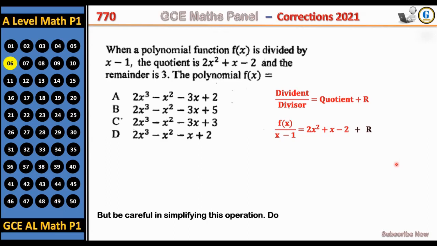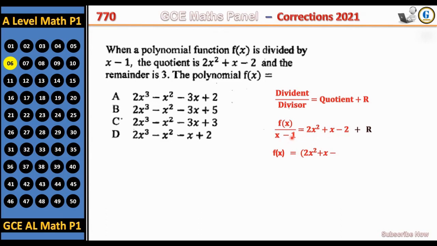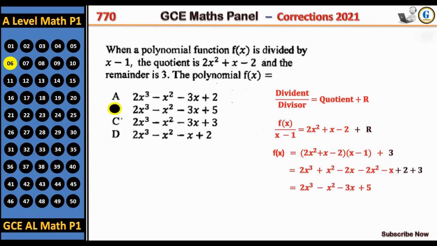But we have to be very careful in simplifying this operation. We have to do it as follows. f of x will now be equal to this quotient times this divisor, now plus the remainder. Look at where you're putting plus the remainder. So this is how it should be done. Be very careful not to make a mistake and do something else. When we expand and simplify, these are the results that we will obtain. And our key here is B.